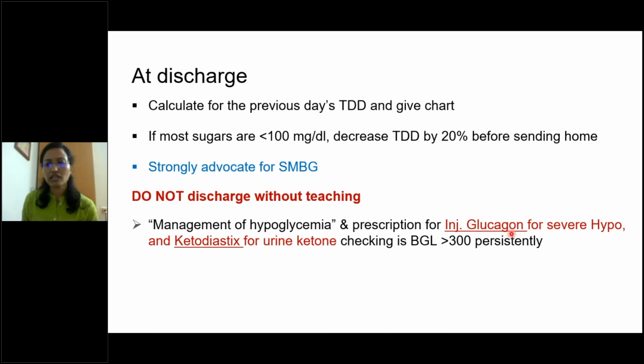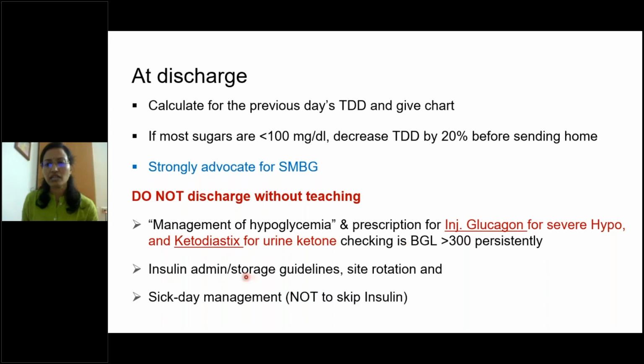So do not discharge without teaching management of hypoglycemia, and a prescription for a glucagon injection, most of the times freely available for 500 or 600 rupees, which needs to be used in case of severe hypoglycemia. And ketoacidosis, which costs just about 300 rupees for urine ketone checking whenever the blood glucose is persistently more than 300. These two are very, very, very important.